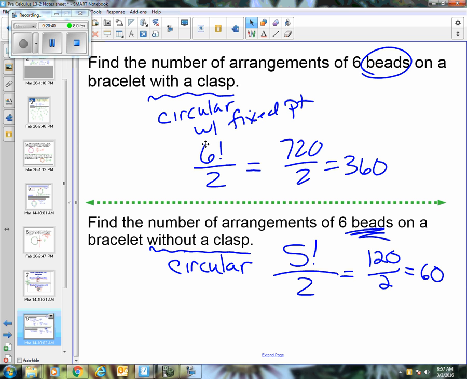All right, so that wraps up kind of our counting piece of it. We'll be moving on next to dealing with actually being able to calculate things like likelihood, probability, odds.